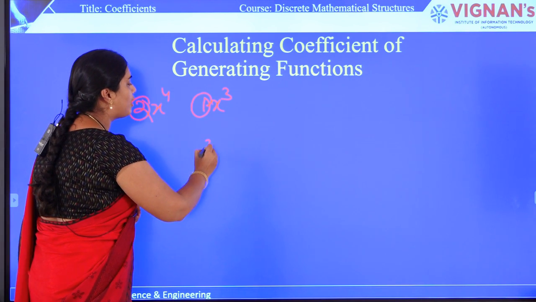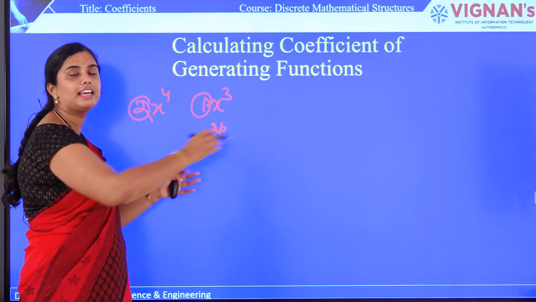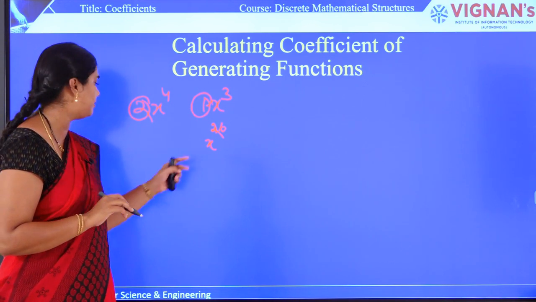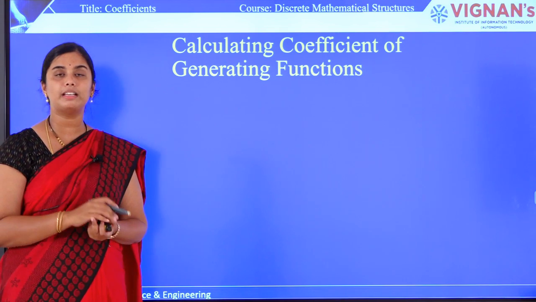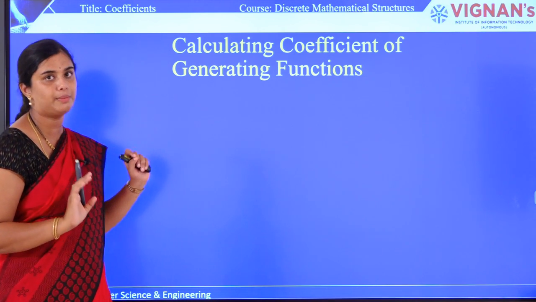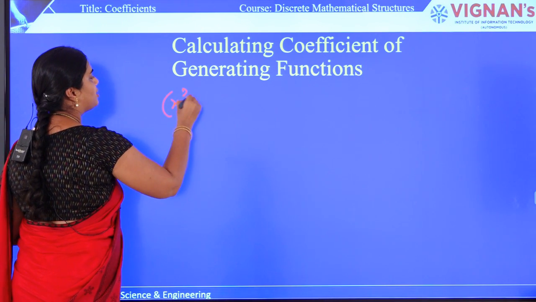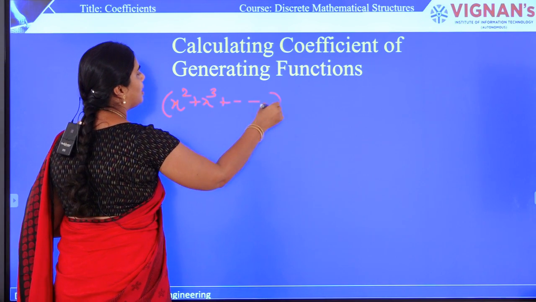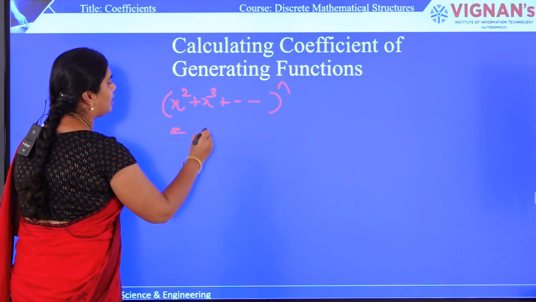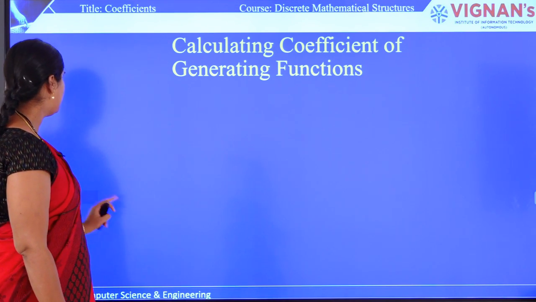Suppose we are asked to calculate the coefficient of x power 16 or x power 26 in a particular expression, then it is very difficult for us to expand each and every term and calculate the coefficient. So through this method, it will be very easy for you to calculate the coefficient of any particular term of the generating function. Briefly, generating functions are the functions which are of the form x square plus x cube plus so on, raised to some power n. This is the form of a generating function, and it can be shortly written as sigma of x square, given some condition over here. So this is the generating function.